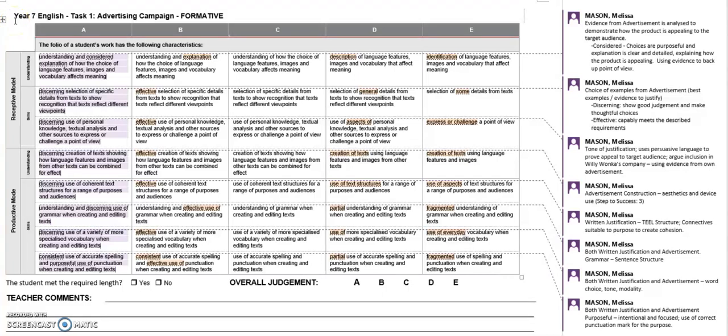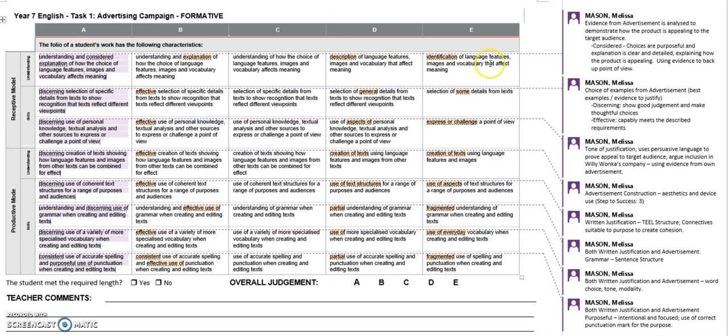Hi there. Today we're going to unpack Year 7 English Task 1, the advertising campaign, so that we can better understand how we're going to be assessed and what we need to do to get the grade that we're aspiring to. If we have a look at the receptive mode, we've got an understanding criteria: understanding and considered explanation of how the choice of language features, images and vocabulary affects meaning.